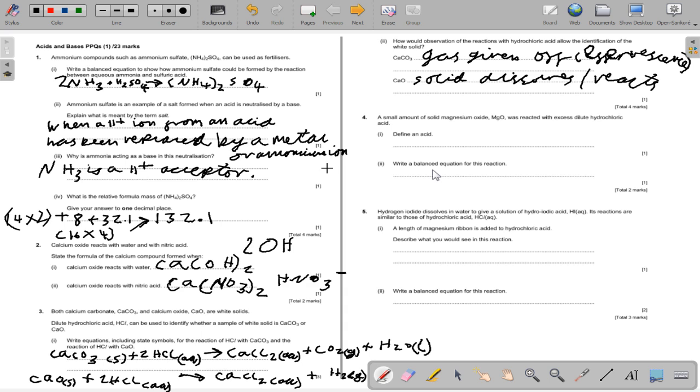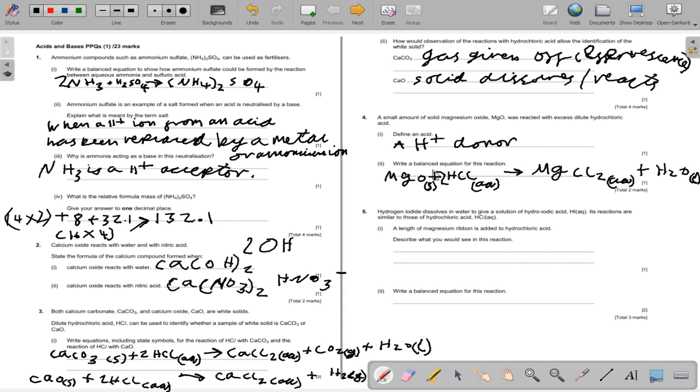Okay. So an acid is a H plus donor, and the balanced equation is MgO plus HCl, which is also a solid. It's good to get your state symbols in. HCl aqueous, which goes to MgCl2, so 2 HCl's on this side, and that's aqueous, plus H2O liquid there.